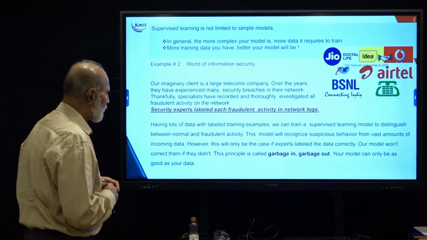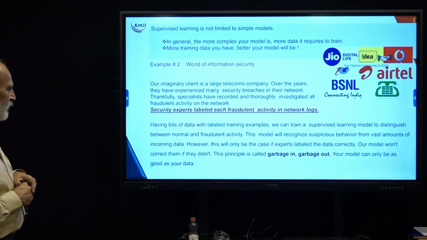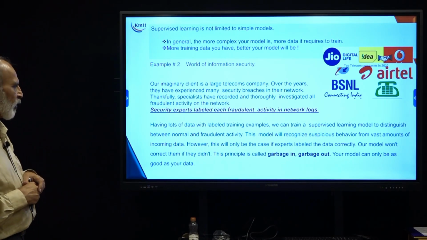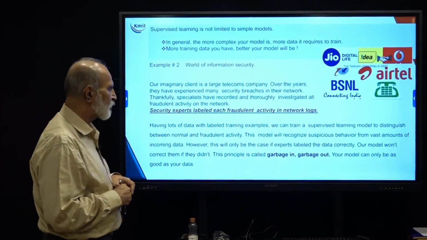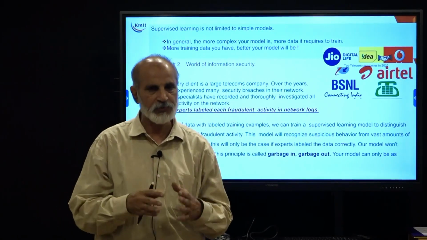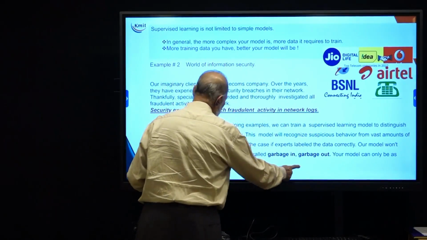This model will recognize suspicious behavior from a vast amount of incoming data. However, this works only if experts label the data correctly. Otherwise our model will not be able to identify correctly. This is the problem with the model: garbage in, garbage out. So you have to have a very good model which will be able to do the fraudulent activity checking.